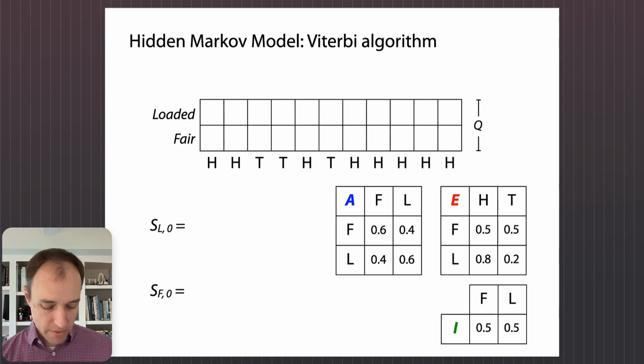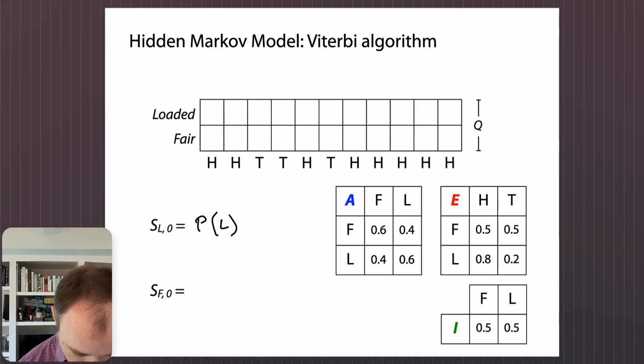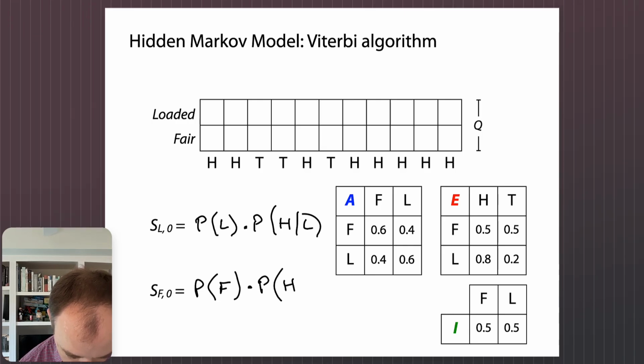And let's start in the very first column here. The first column is special because we are starting out, which means we're going to use our initial probabilities to fill in the first column. Either we start fair or we start loaded. There's a 50-50 chance. So if we want to fill in this element here, that's going to be probability loaded times probability of heads in the first position, so probability of heads given loaded. This is going to be probability of fair times probability of heads given fair.